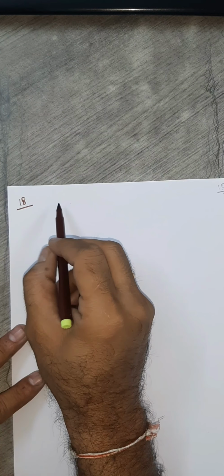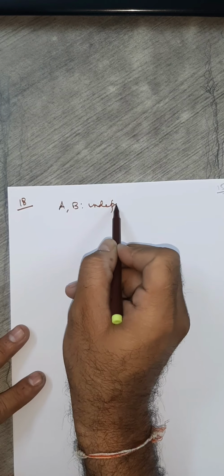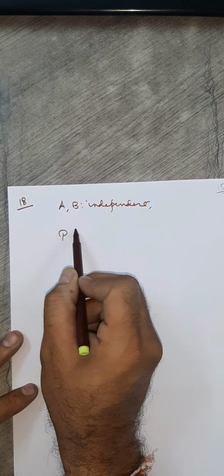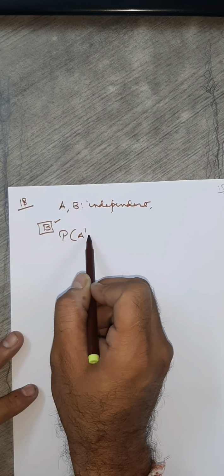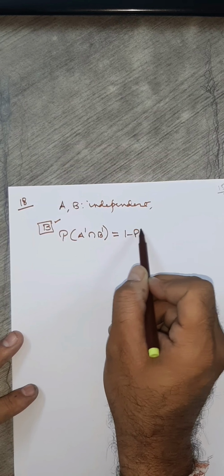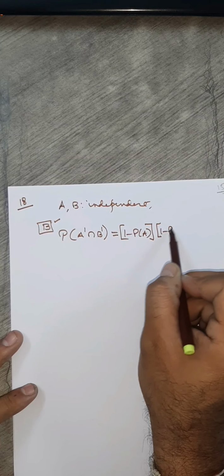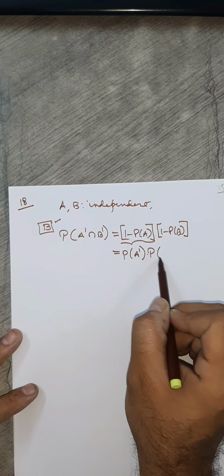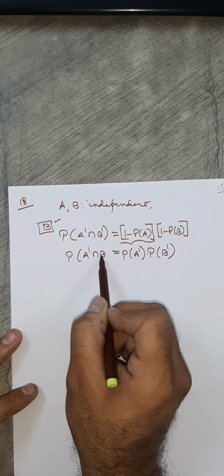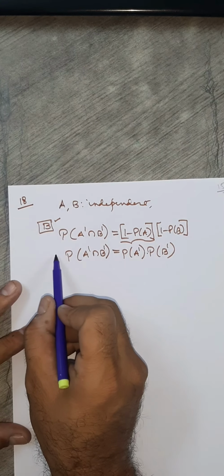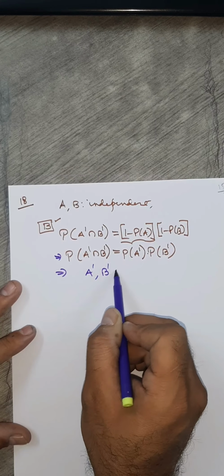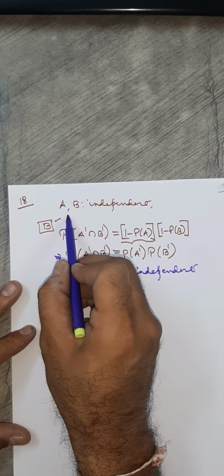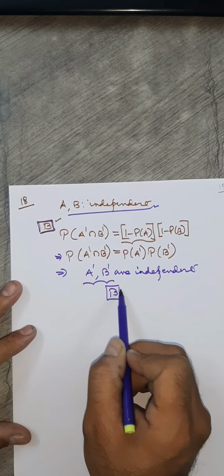Last MCQ. Events A and B are independent if one of the options is true. So clearly you can see that B should be your answer. Why? See, I'm just targeting B. A dash intersection B dash equals 1 minus P of A into 1 minus P of B. Okay. So what is this? You know this is P of A dash. What is this? This is nothing but P of B dash. And A dash, B dash. You know this. And here your conclusion is A dash and B dash are independent. You know one of the results: A dash and B dash are independent only when A and B are independent. So B has to be your answer. It's the most appropriate answer.